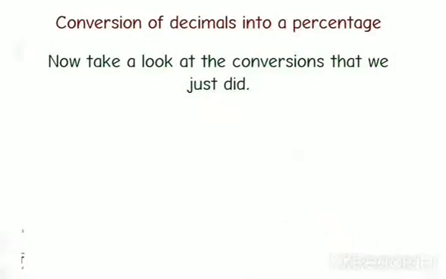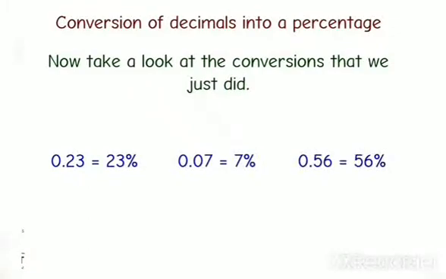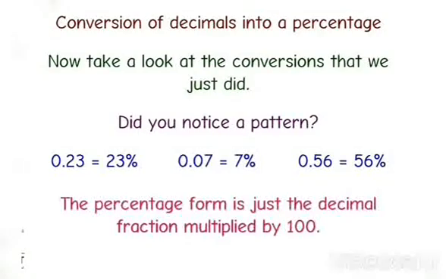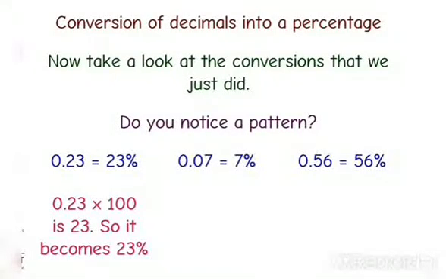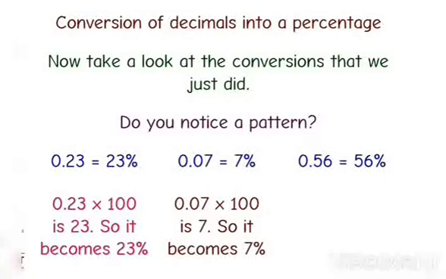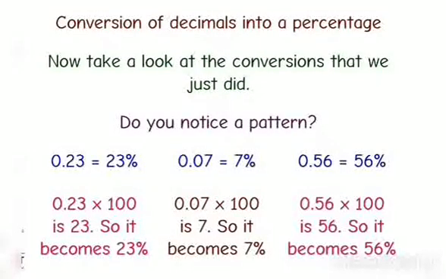Now take a look at the conversion that we just did. 0.23 is equal to 23%, 0.07 is equal to 7%, 0.56 is equal to 56%. Did you notice a pattern? The percentage form is just the decimal fraction multiplied by 100. 0.23 into 100 is 23, so it becomes 23%. 0.07 into 100 is 7, so it becomes 7%. 0.56 into 100 is 56, so it becomes 56%.